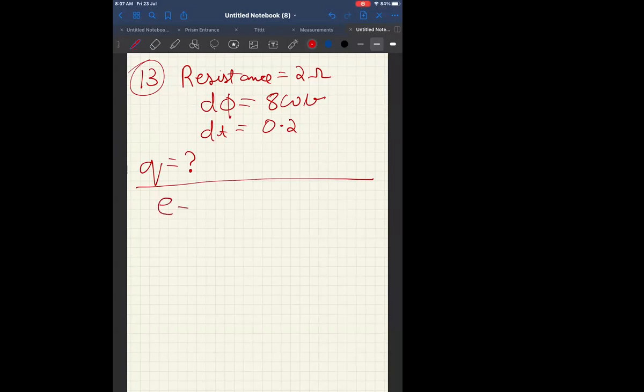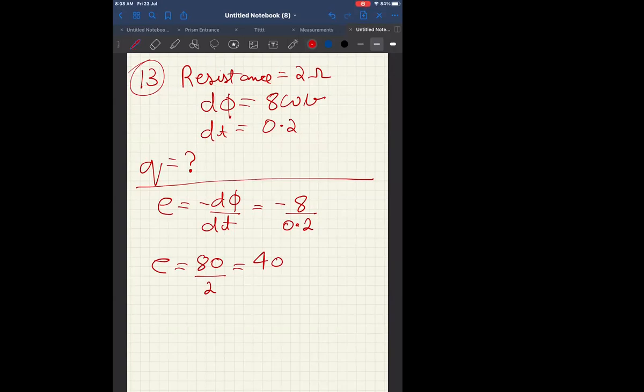Now, can I say EMF is equal to minus d phi by dt? Everyone knows this formula from Lenz law. E is equal to minus d phi by dt. So can I write it as minus 8 divided by 0.2? Or can I say EMF is equal to 80 divided by 2, ignoring the negative sign. 80 divided by 2 is the same as 8 divided by 0.2. Therefore, can I say the answer is 40? Got the first answer? My EMF is 40.